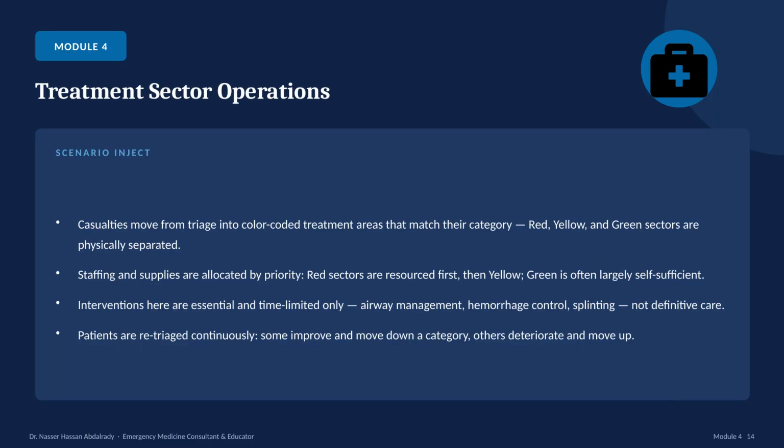Once triaged, casualties move into treatment. They move into color-coded treatment areas that match their category. Red, yellow, and green sectors are kept physically separate. Staffing and supplies are allocated by priority. Red sectors are resourced first, then yellow, while green is often largely self-sufficient.